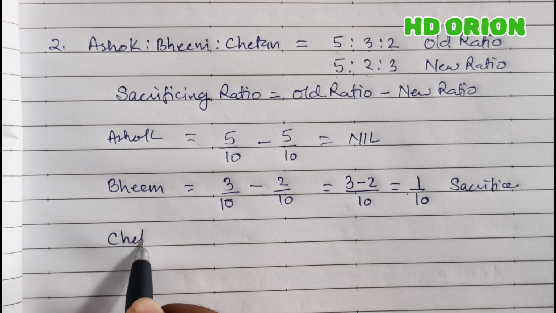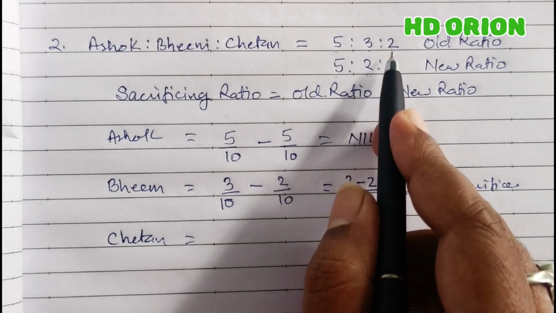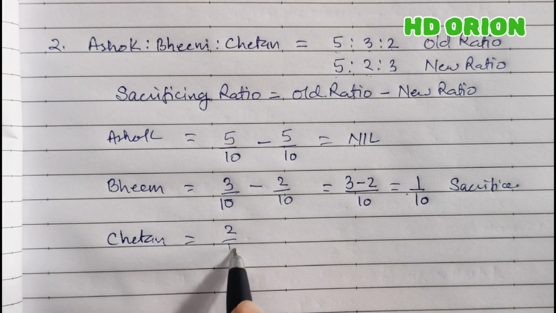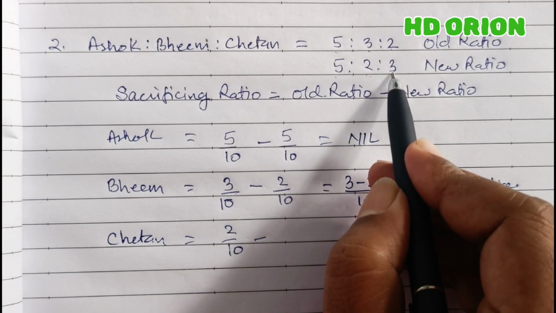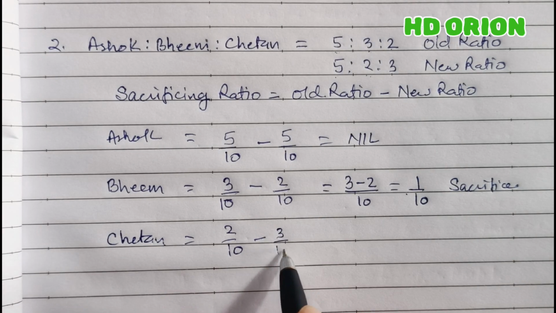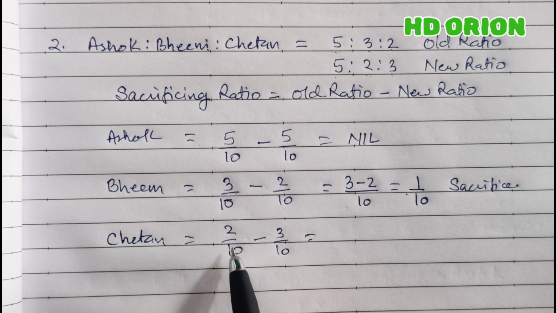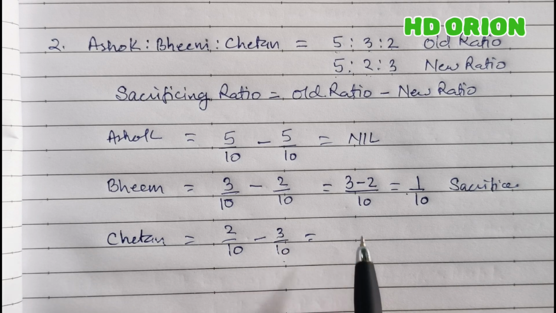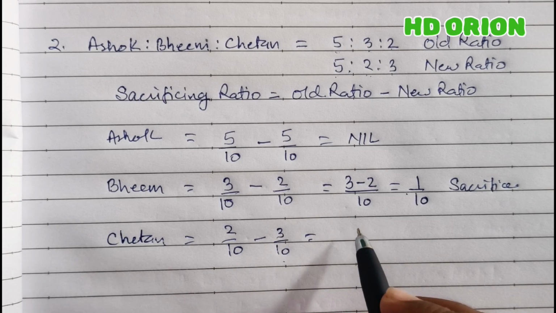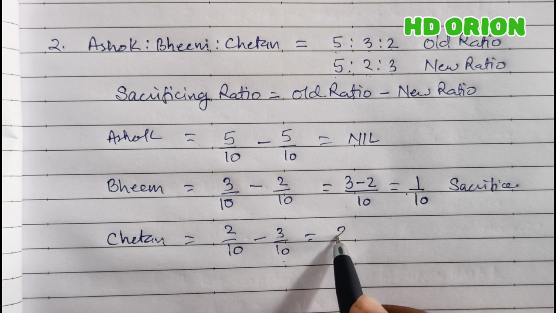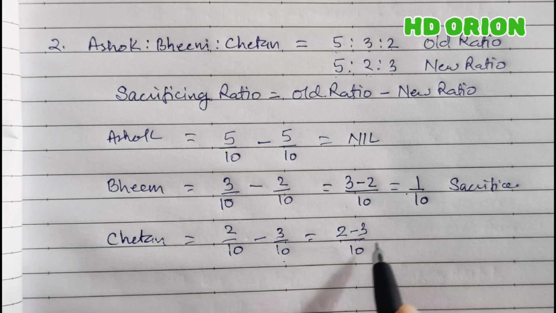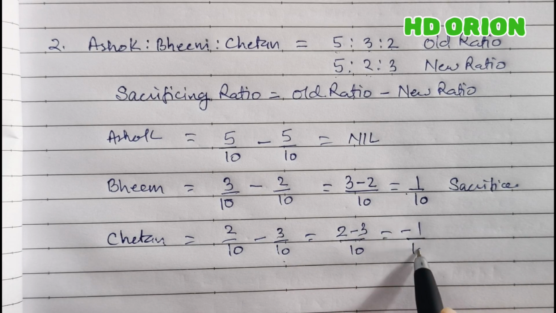Chetan will gain. Let us see how much he has gained. Old ratio is 2 by 10 and new ratio is 3 by 10. So here we can see that Chetan was earlier getting 2 portions out of 10 and now he is getting 3 portions out of 10. It means 1/10, orally also you can see here. Fine. So it will be 2 minus 3 by 10, which is equal to minus 1 by 10.